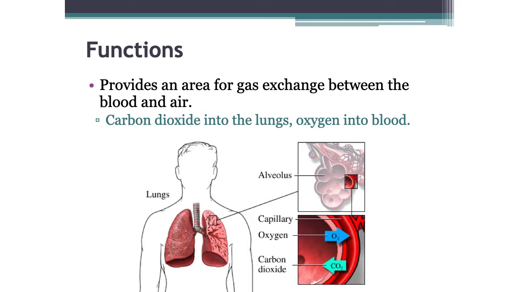So the next unit we're going to do is the respiratory system. The functions of the respiratory system are to provide an area for gas exchange between the blood and the air: carbon dioxide into the lungs to be breathed out, and oxygen into the blood.